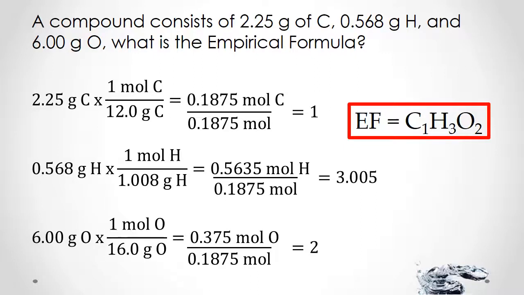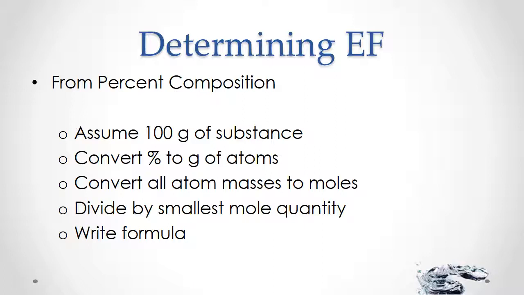Now let's look at a more complicated way of determining the empirical formula. That would be from percent composition. In percent composition, we're given the percentages of all the atoms present in our molecule. And when you think about that, it's really difficult to deal with a percentage. It doesn't really correlate to a number.